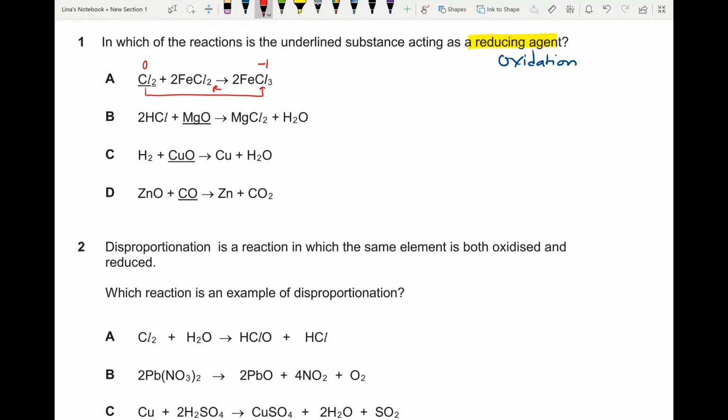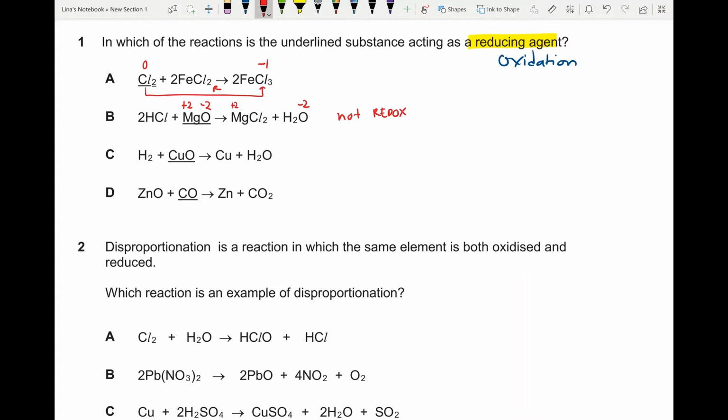Second option, let's take a look at magnesium oxide. Magnesium in this case is not an element, it is a part of a compound. So magnesium oxidation number is +2, whereas oxygen or oxide in this case is -2. Magnesium on the other side is still +2, and oxygen on the other side is still -2. So in this case, reaction B is not a redox reaction. There is no change in the oxidation number of these substances.